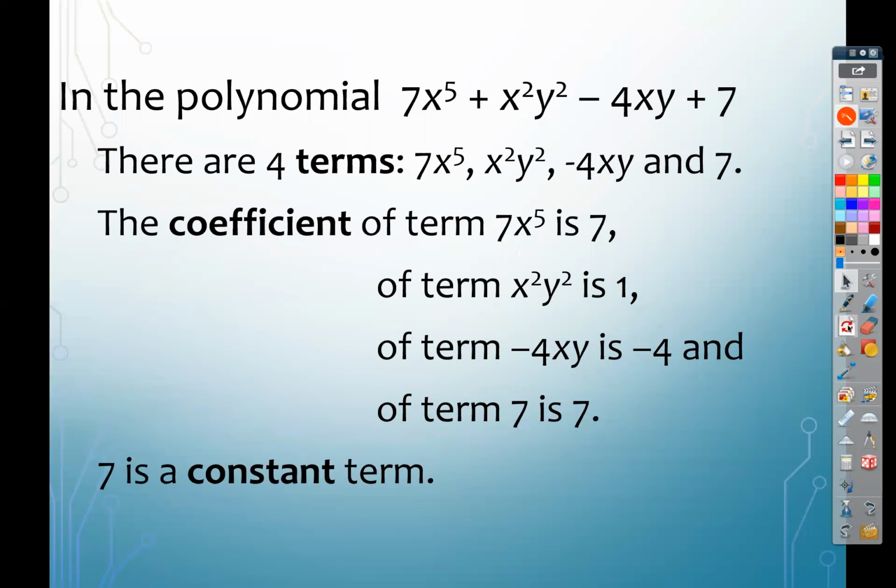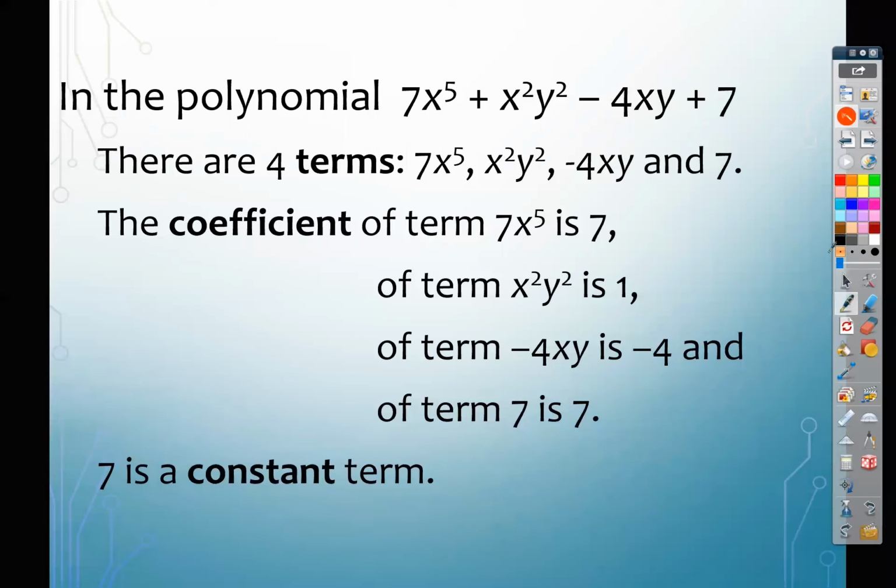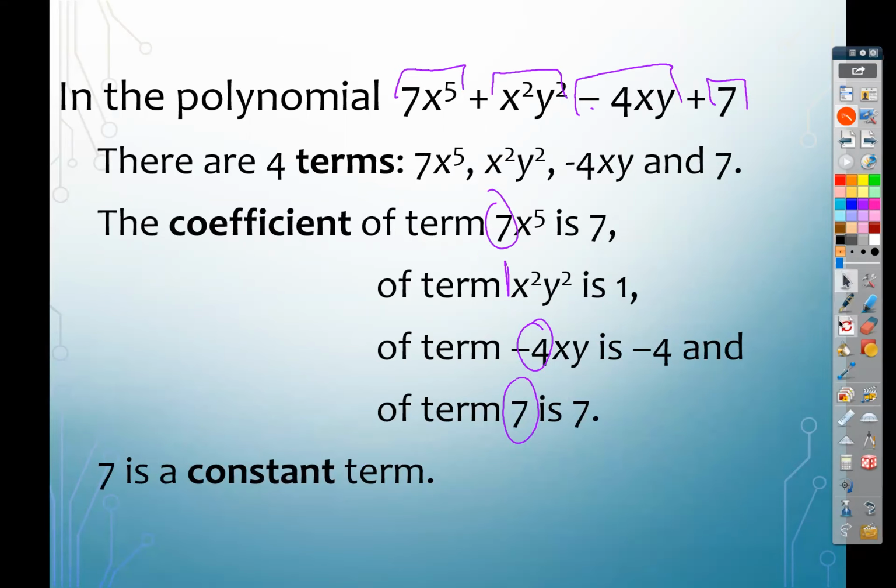Okay, in the polynomial 7x to the 5th plus x squared y squared minus 4xy plus 7, there are 4 terms. So this is one term, 2, 3, and 4. The coefficient of 7x to the 5th is the 7. The coefficient of this term is 1 because you assume it's 1 in front. The coefficient of this is -4, and the coefficient of 7 is 7. 7 is a constant term. So those are all my terms.